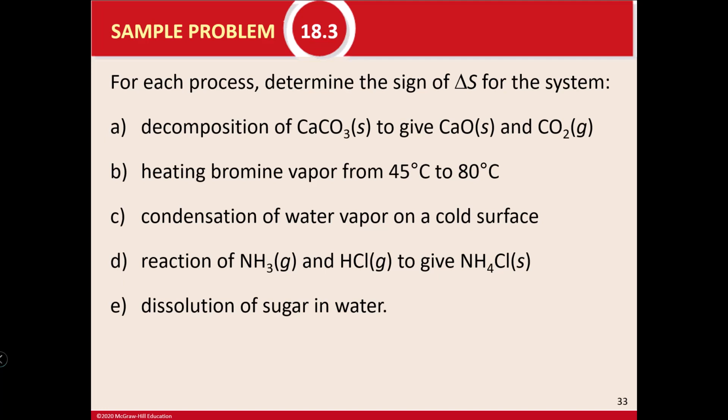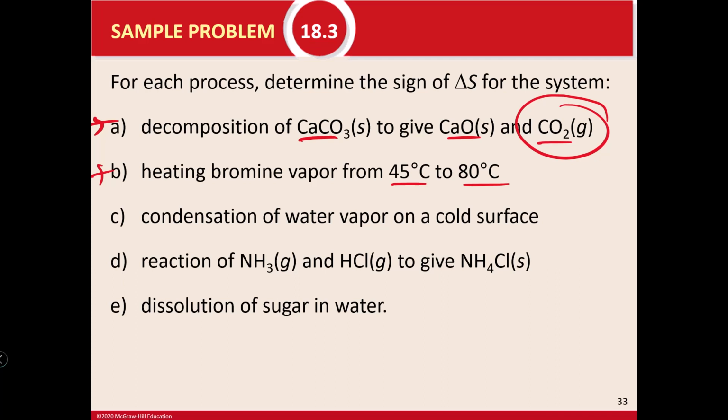For each process, determine the sign of the entropy change for the system. Decomposition of calcium carbonate solid to give calcium oxide solid and carbon dioxide gas. We just saw that. This is the reactant. These are my products. I generate a gas. That's definitely going to be a positive entropy change. The heating of bromine vapor from 45 to 80 degrees. If you see a temperature increase, that's going to be a positive entropy change.